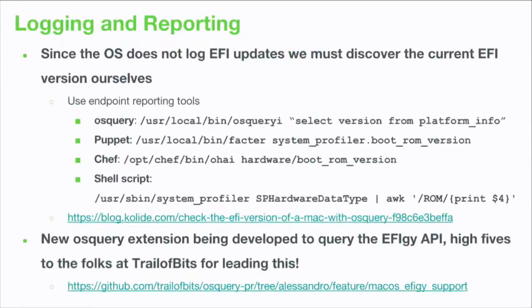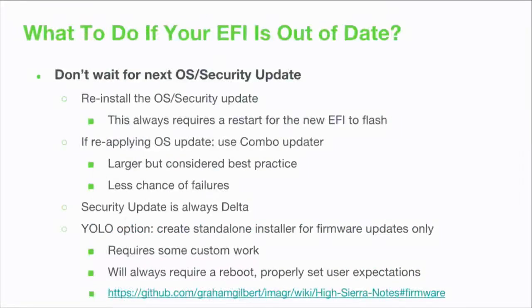You can use a number of tools out there to actually get this information. I've listed a few here: OS Query, Munki, Puppet, Chef. You can also use a good old shell script if you have a way to send those out to get the same information. Want to point out that the folks at Trail of Bits are actually working on an extension for OS Query that will check against an API that we will talk about in a minute. They are working on this. Go check that out. There's a branch being worked on right now. Very useful tool to get this information across a larger fleet.